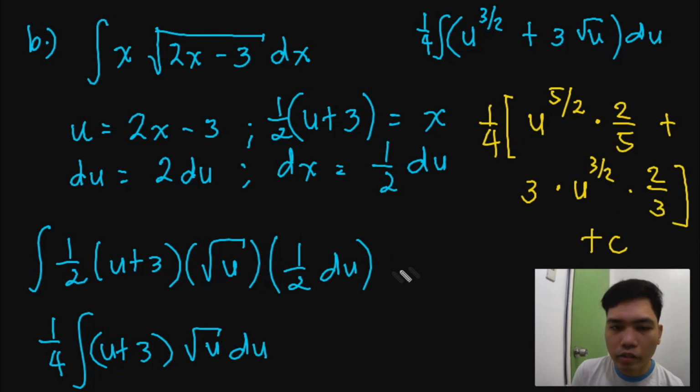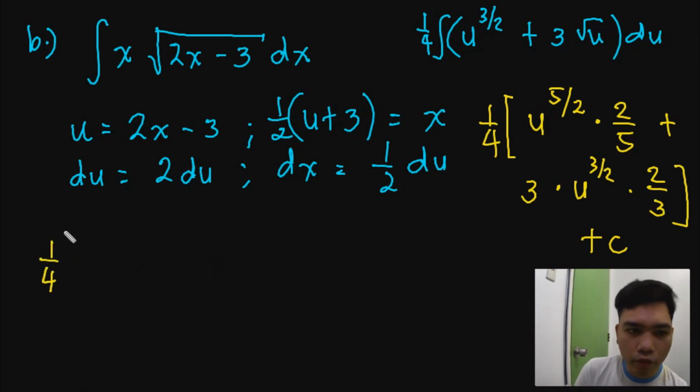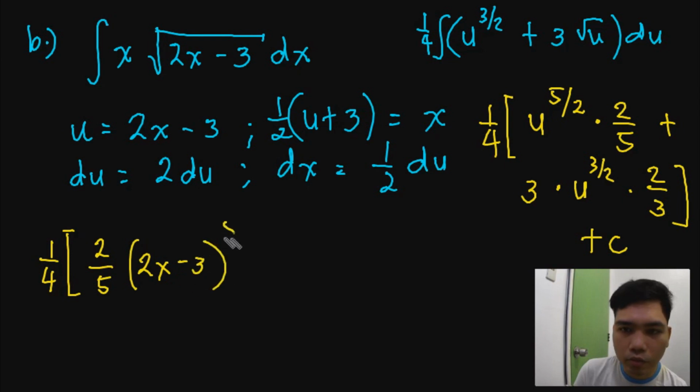Then of course your answer would be something like, now I want to delete this so as to give us more space. So with this, our answer would be something like 1/4 times 2/5, and then u here is this 2x minus 3, so that becomes 2x minus 3, then raised to 5/2, and then of course plus 2/9.